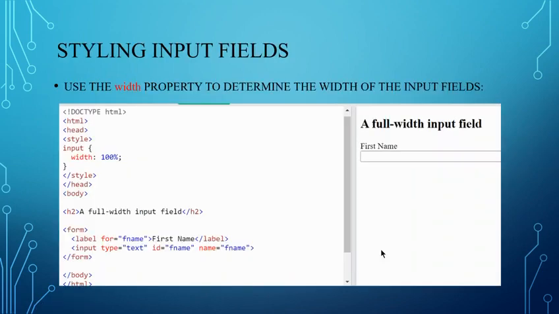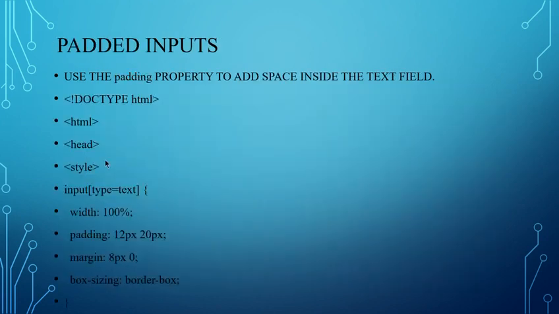We can give first name, last name, and the country we are living in. Next, styling input fields. Use the width property to determine the width of the input fields. Here we are using the width property. The header I gave is a full width input field, and I have given a label as only first name, and I have mentioned the width should be 100%. You can type this code and run it on your desktop, and you can see the same output.